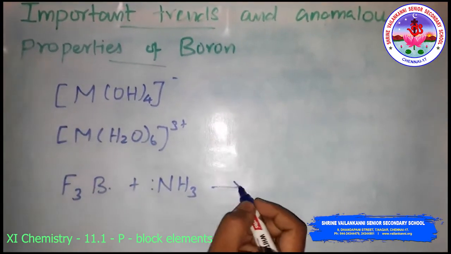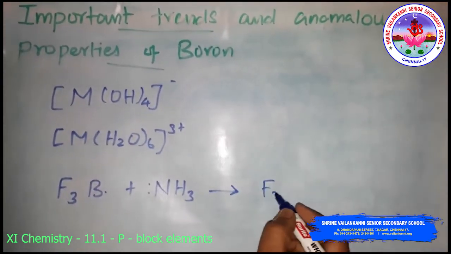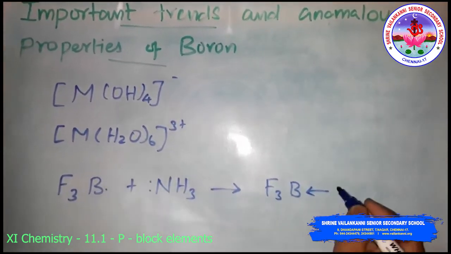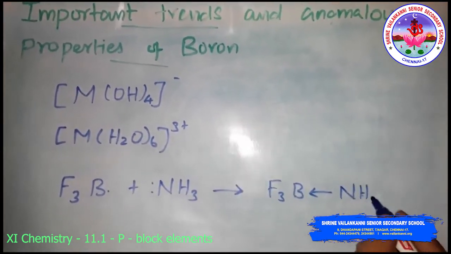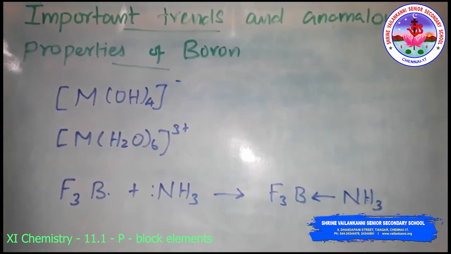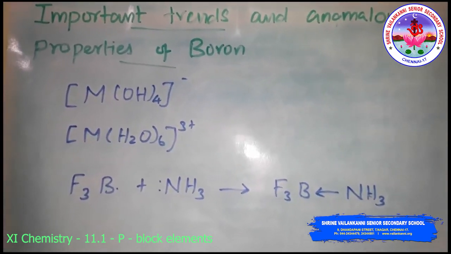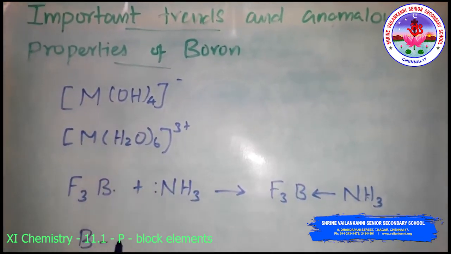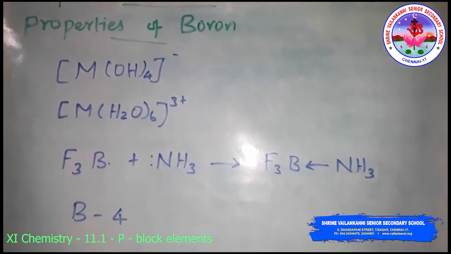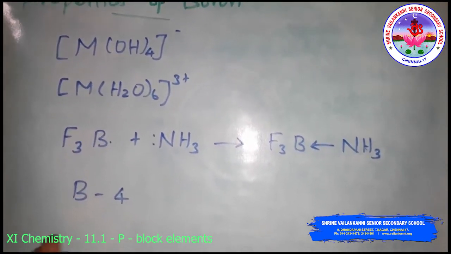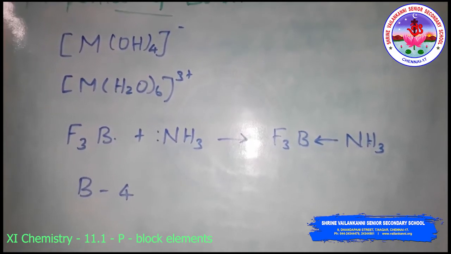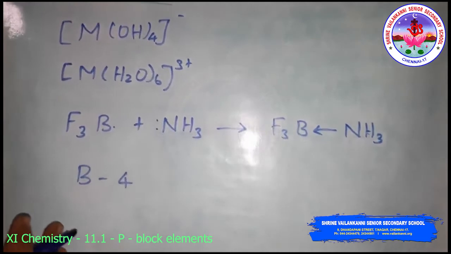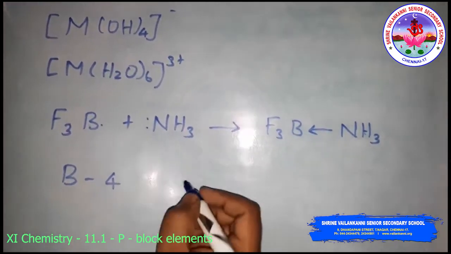Now it completes the octet, with the ammonia giving its unshared electron pair. Because of the absence of d orbitals, the maximum covalence of boron is 4. Since d orbitals are available in aluminum and other elements, the maximum covalence can be expected beyond 4.